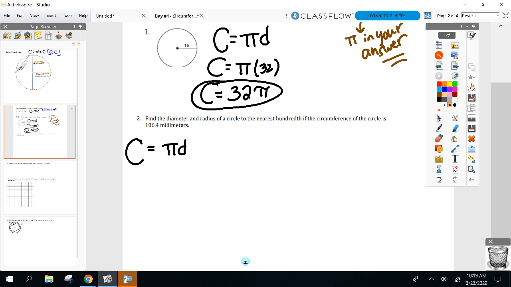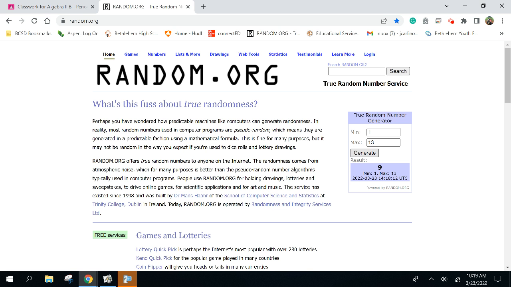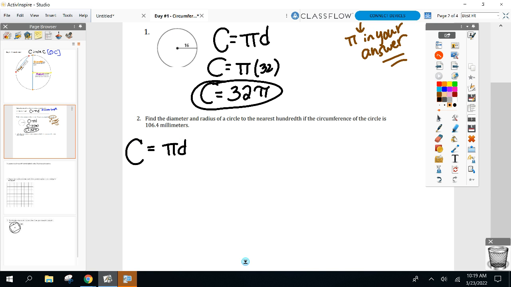Where should that 106.4 be going in my formula? Where's the 106.4 going to go? Where C is. Where the circumference is. C for circumference. So 106.4 equals pi d.